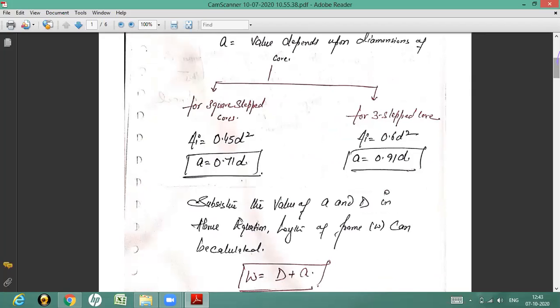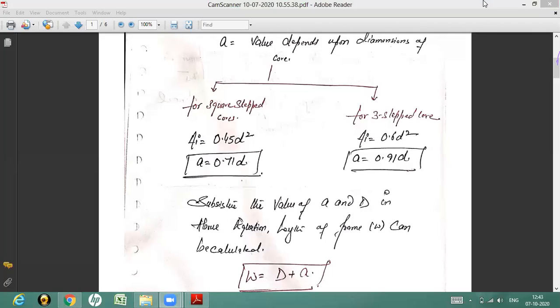Clear? Anybody having any doubt up till this stage, he or she can ask me, otherwise I will continue. Yeah, anybody having any doubt? No, sir. Shall I continue?